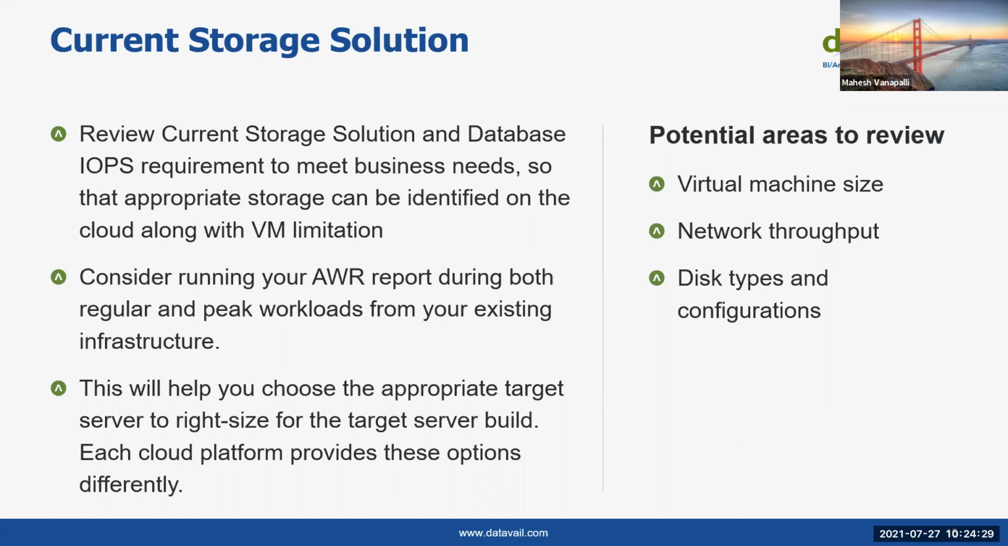Then again, how to look at this data? We can look at the AWR report during both regular and peak workloads. This helps identify what your target cloud solution is going to be. And then disk types and configurations. When it comes to target cloud solutions that are available, each cloud platform calls it different, and they offer, not the same, but they offer the flexibility to choose with respect to cost and performance needs. And it changes for each cloud platform.